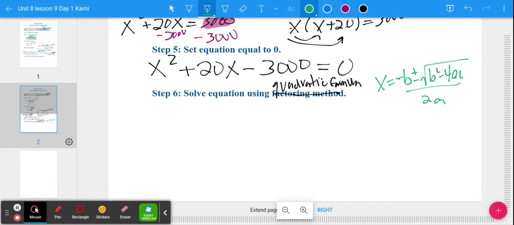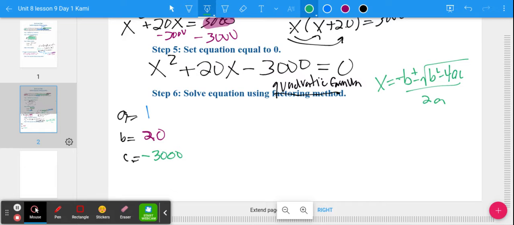So, first thing we're going to do is identify our a, our b, and our c. So a is the number in front of the first term here. So in front of the x squared, there's an invisible 1. b is the number in front of the second, so that's 20. And c is the last number, which is negative 3,000.